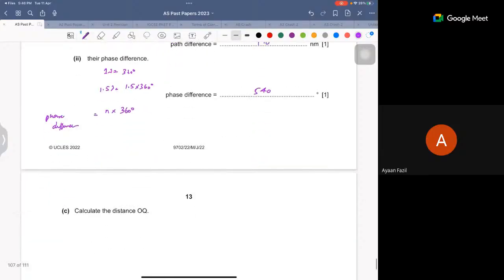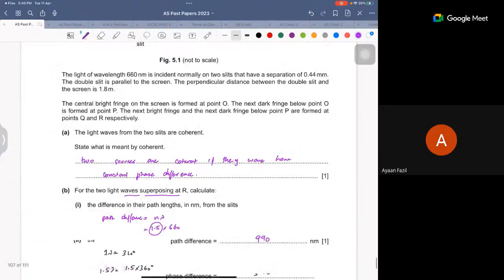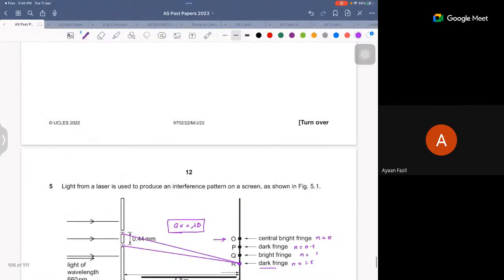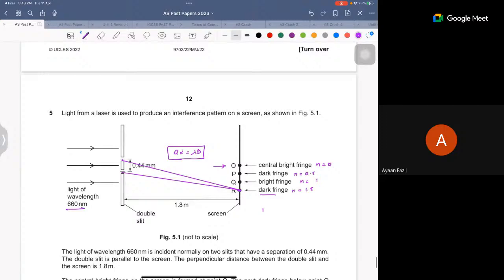Anyway, then it says calculate the distance OQ. Vijaya, did you forget about it? Forget about the class?